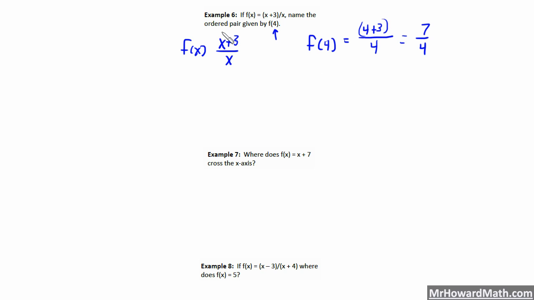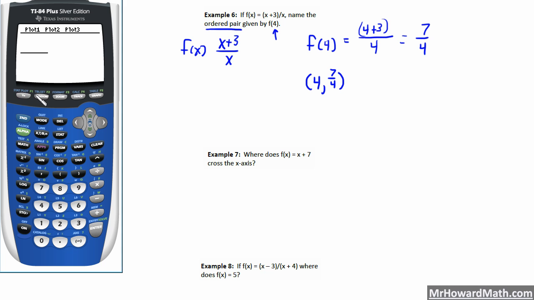And the ordered pair, notice they asked us for the ordered pair. So our x value is 4 right here. So it's 4 comma 7 over 4. Okay, let's check it in our calculator quickly. We can do that. Y equals, I'm going to do our numerator over denominator to make this easier. So it's x plus 3 over x. We want to go in our table when x is equal to 4, and there we have it, 4 comma 7/4. So that's correct. Let's move on to example 7.